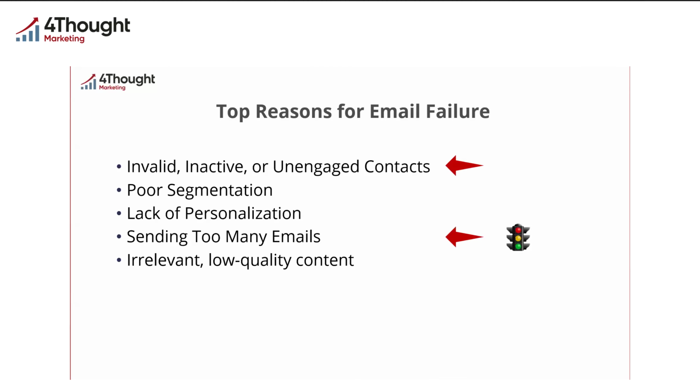Now, we're going to dive a little bit more into two of these, the inactive and unengaged contacts, and then ways to control sending too many emails. And in the title of the email that you received inviting you to this, we talked about stoplights. So that's what we're going to do today. If you would like us to cover these other topics I'm not going to cover today, poor segmentation, personalization, let us know in the Q&A if these are topics that are interesting to you, and we'll put them on the agenda for some upcoming sessions. So please give us that feedback.